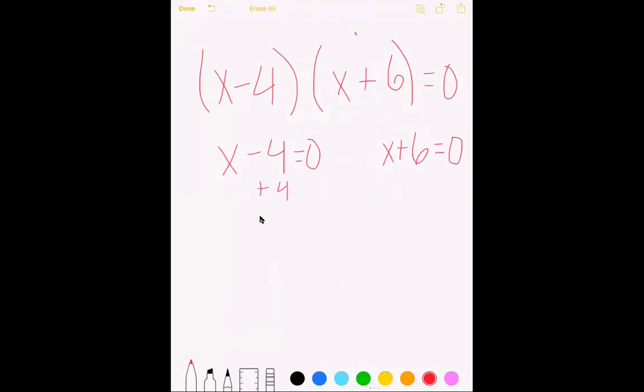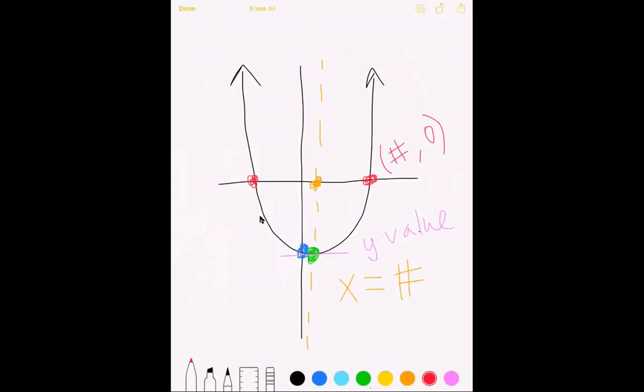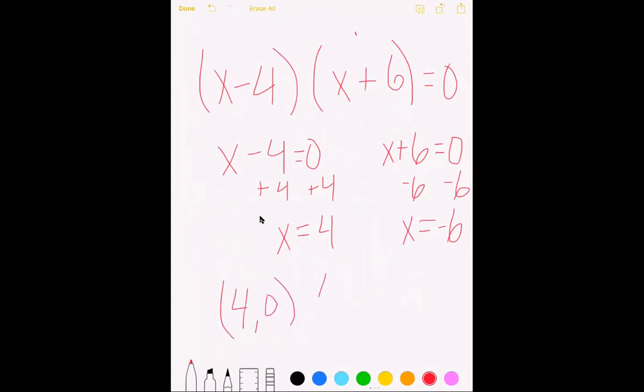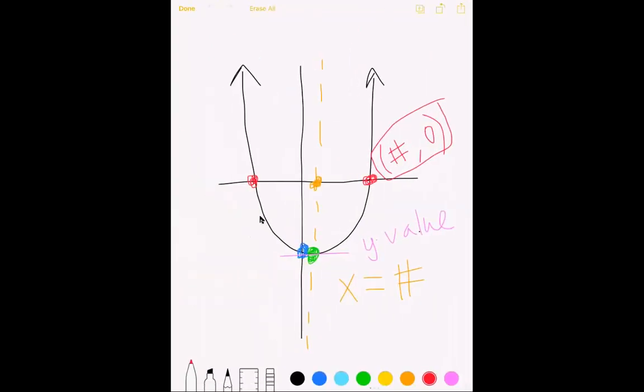So we would add 4 to both sides, and we would get x equals 4. And this one we would subtract 6 from both sides, and we get x equals negative 6. Now, if I were to write these in this form as coordinates, I would just label these. This would be 4, 0 and negative 6, 0. And that's the only new thing on Delta Math. Otherwise, it's still a review of all of this stuff that we talked about last class.